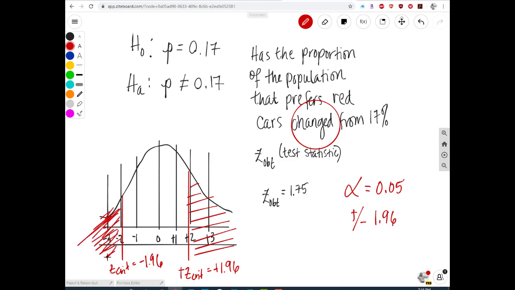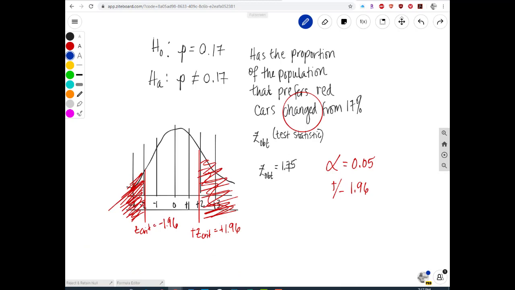Now, I'm not a very good artist, and you can really see why, because this is supposed to be equal amounts. It doesn't look equal in my picture, but it's supposed to be. We're just going to pretend I'm a better artist than I am. Okay, so that is my z-crit.